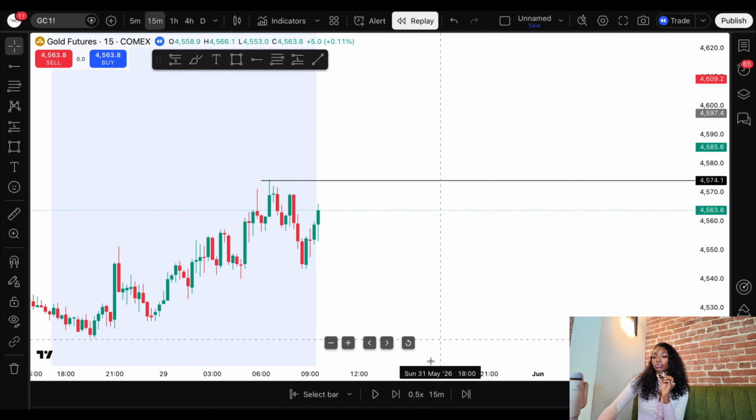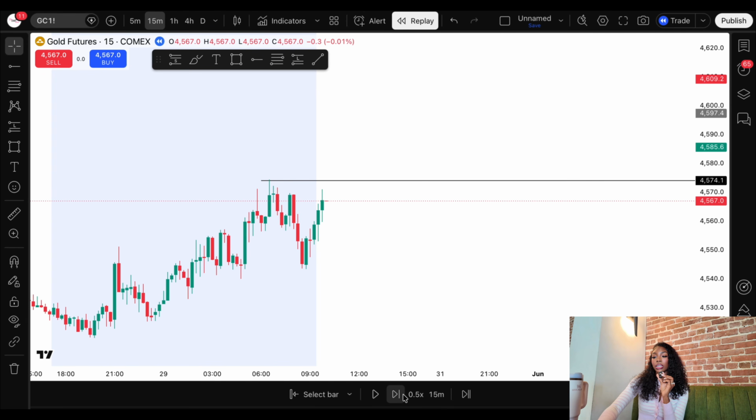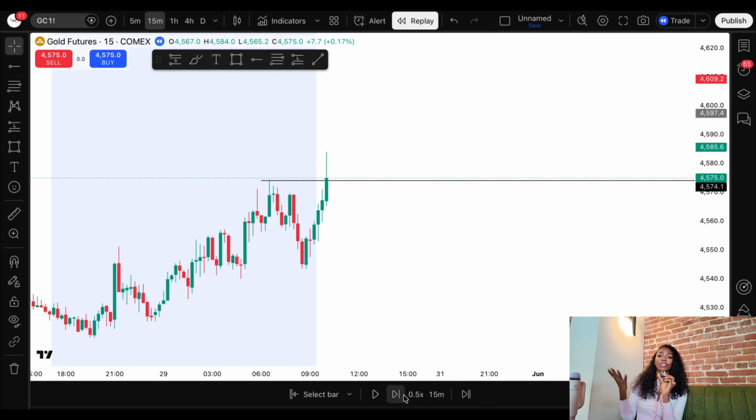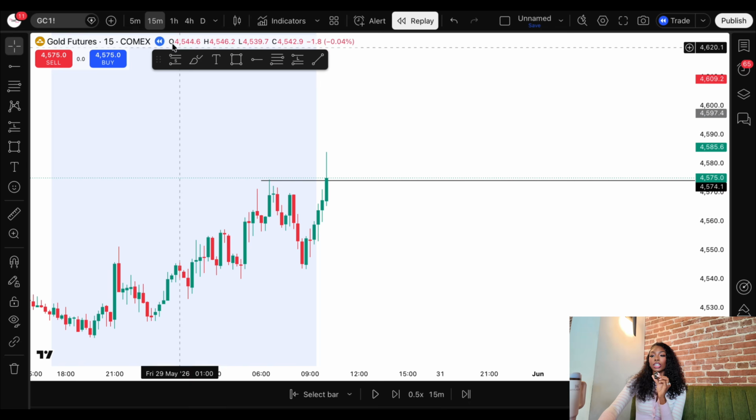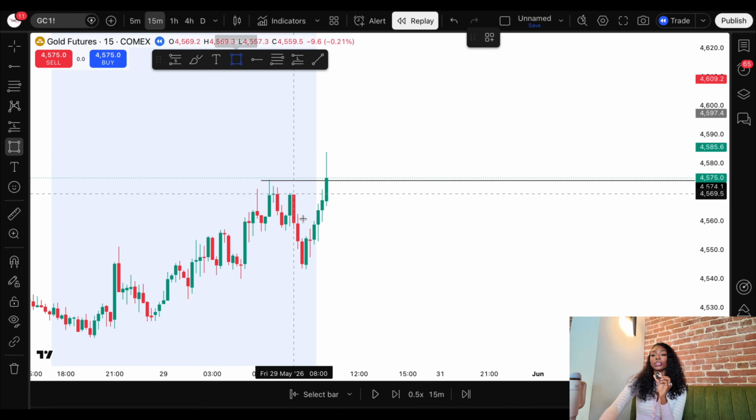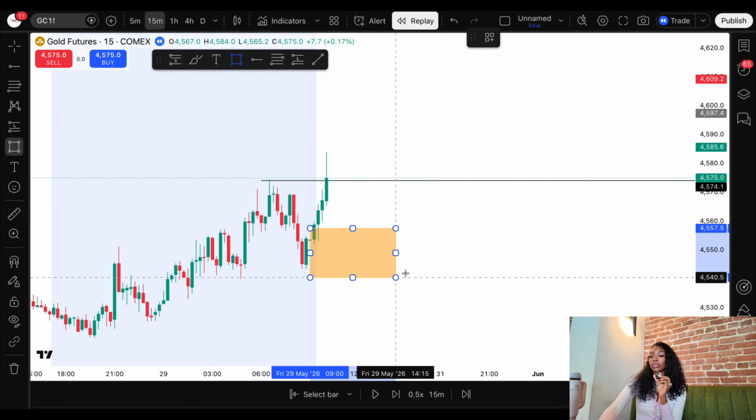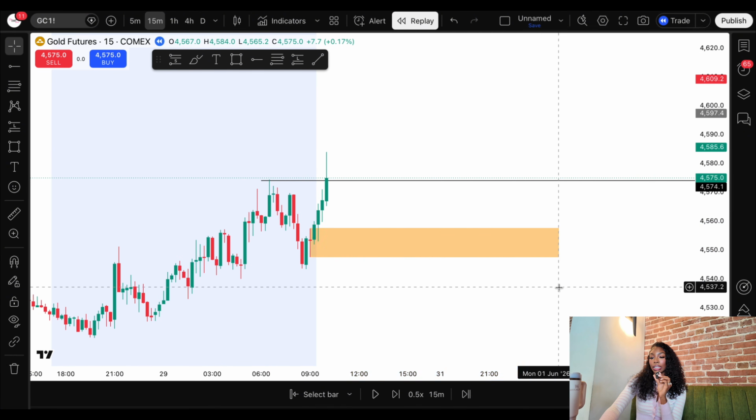So let's just see. I'm going to go ahead and forward this, and boom. As you can see, the market gives you exactly what you want. We got a break of structure to the upside. As you can see, all of these candles here are green. They're bullish. Okay, so it's letting you know you only have this one bearish candle here at the bottom. So this is on the 15. What you're going to do, simply box this out. This is your demand zone, right?